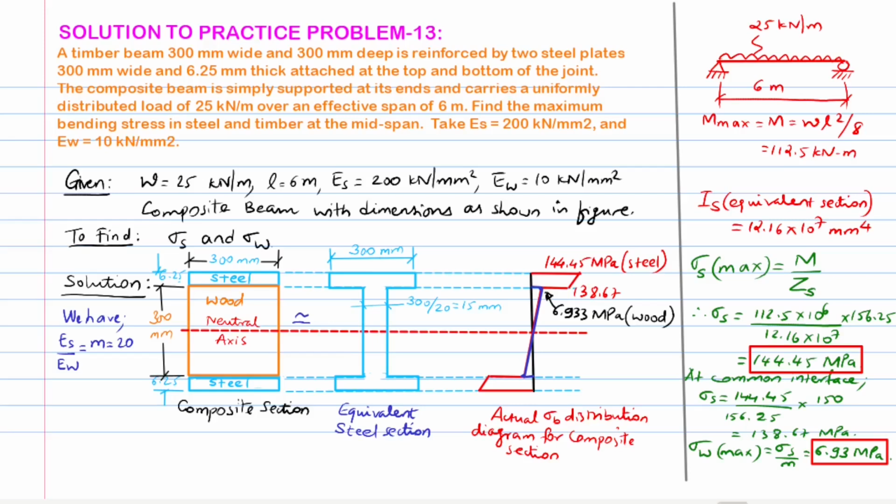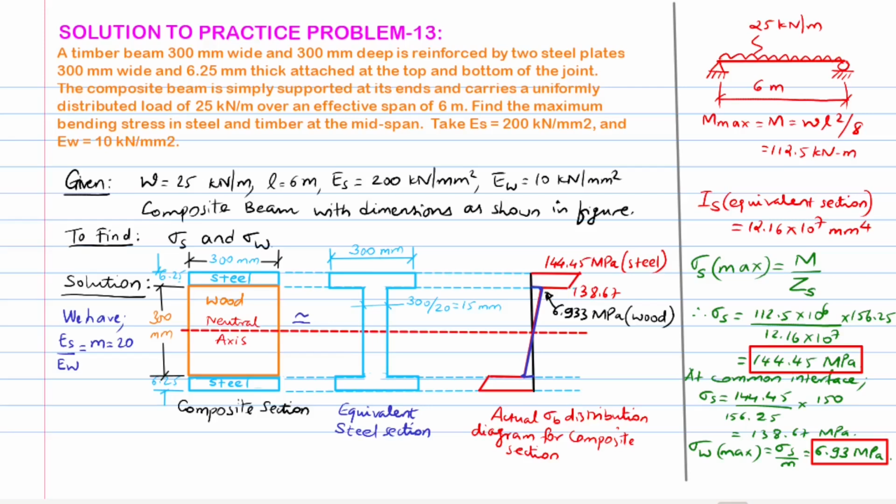The composite beam is drawn and then converted to an equivalent steel section for ease of calculations and convenience. The value of maximum bending moment is calculated as 112.5 in kilonewton meter units based on the nature of loading. The area moment of inertia for the equivalent steel section is then found approximately as 12.16 times 10 to the power of 7 millimeter to the power of 4. The maximum bending stress in steel is calculated from the flexure formula as 144.45 megapascals.